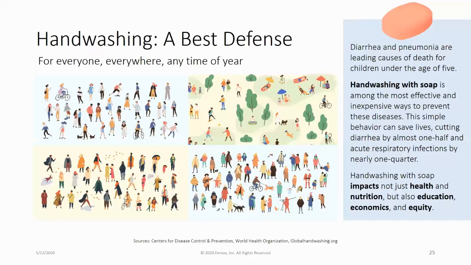Hand washing is the best defense for everyone, everywhere, any time of year. Diarrhea and pneumonia are the leading causes of death in children under the age of 5. Hand washing with soap is among the most effective and inexpensive ways to prevent these diseases. It impacts not just health and nutrition, but also education, economics, and equality.